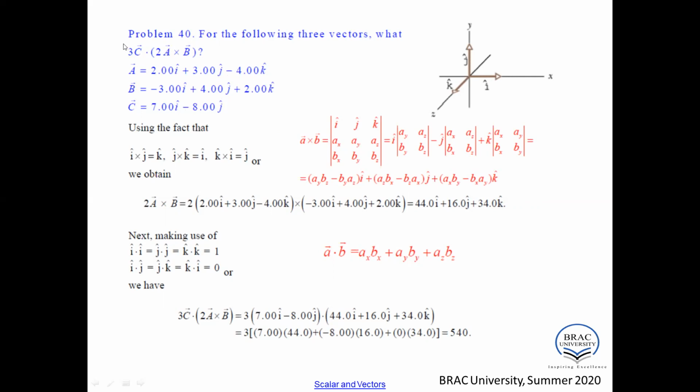Now in this problem, first we need to find 2 vector A cross vector B. So here is the particular solution. First we calculate 2 vector A cross vector B, which is 44i plus 16j plus 34k. Then we calculate the dot product of this vector with 3C, so 3C dot 2 vector A cross vector B is equal to 540, which is a scalar quantity. Thank you.